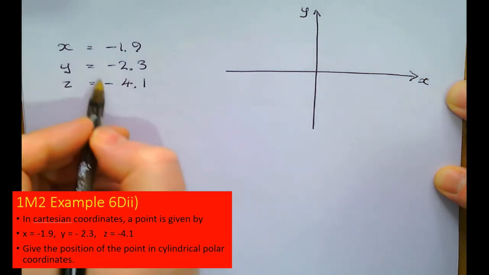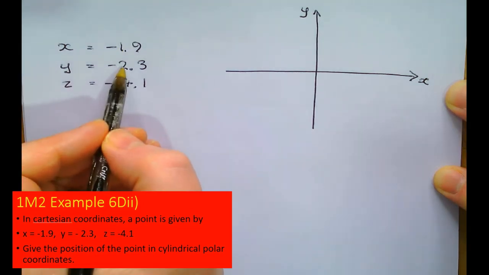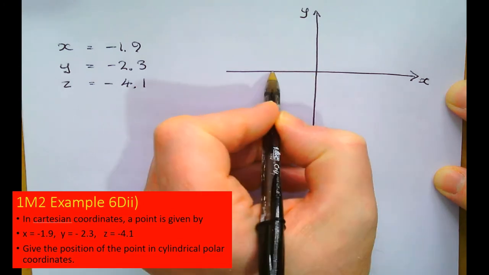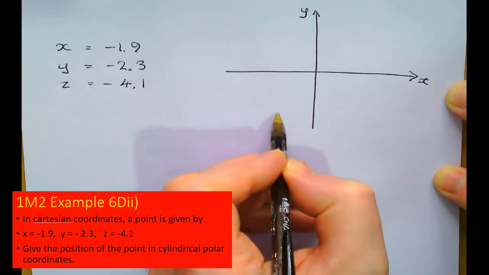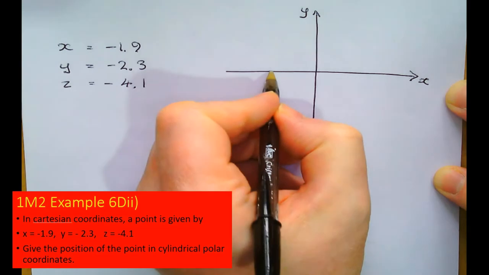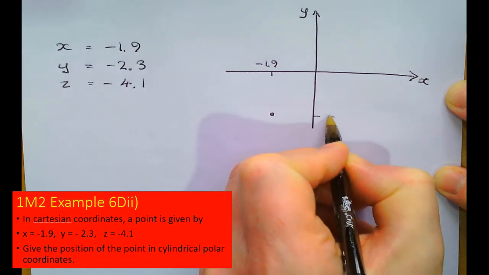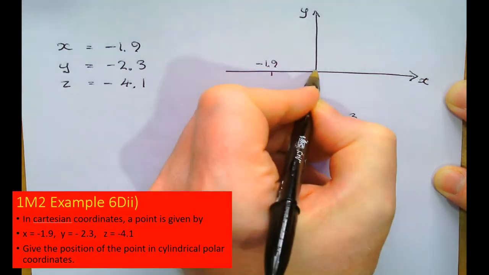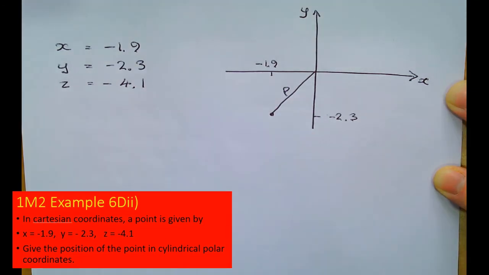You see that our value of z is negative, so the point would be down beneath this plane that we've drawn here. X is minus 1.9, so we go this way. Y is minus 2.3. X and y are both negative. We'll get a point somewhere near here. So this is at minus 1.9. This is at minus 2.3. We'll have our rho here.